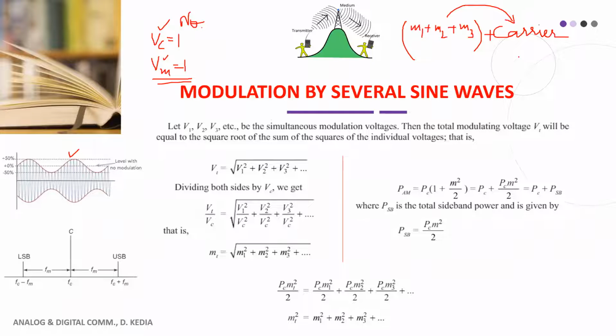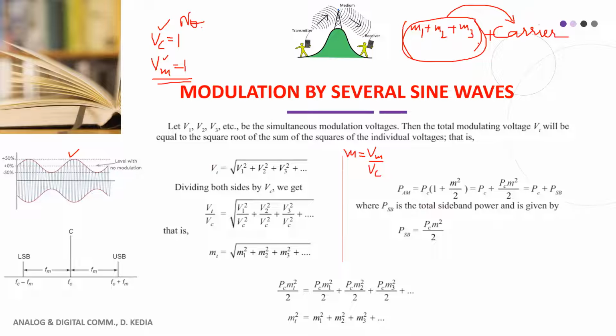Obviously then the sum of these three modulating signals will be superimposed onto this carrier, isn't it? So the expression for the percentage of modulation that we have seen was a simple expression dedicated to only one modulating signal, which was given as m equal to Vm by Vc. Now what happens if I have more than one modulating signal?